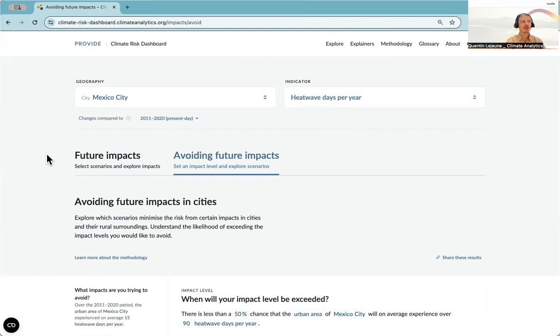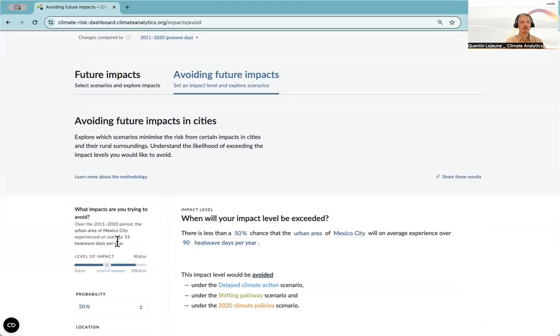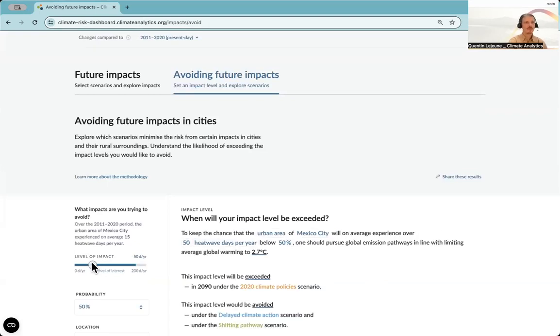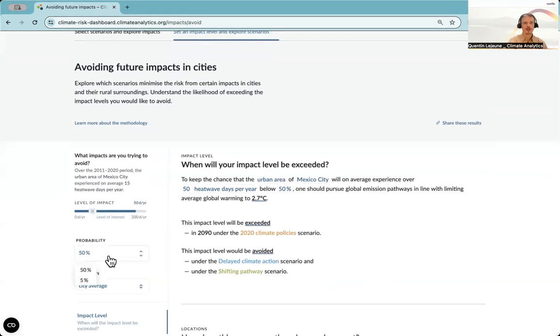The text on the left-hand side tells you that, on average, Mexico City experienced 15 heatwave days per year between 2011 and 2020. Use the slider to select 50 heatwave days per year. Then specify the maximum risk of crossing that level that you are willing to take, 50% or 5%, let's say. As a result, the tool will tell you that to keep the chance that the urban area of Mexico City will on average experience over 50 heatwave days per year below 5%, one should pursue global emission pathways in line with limiting average global warming to 1.7 degrees.